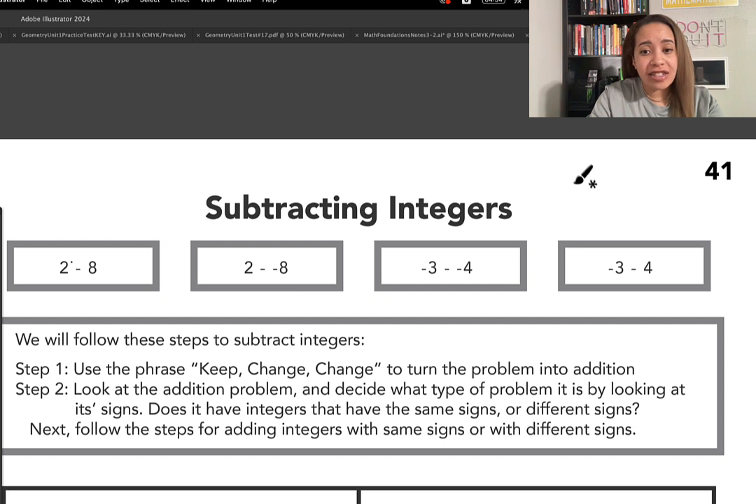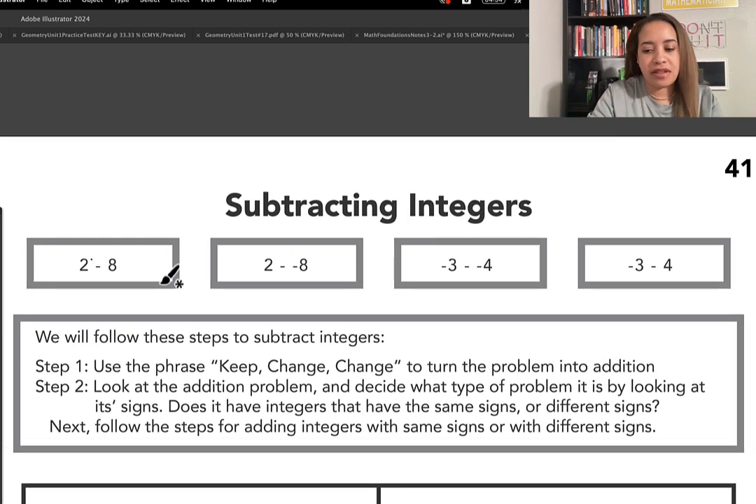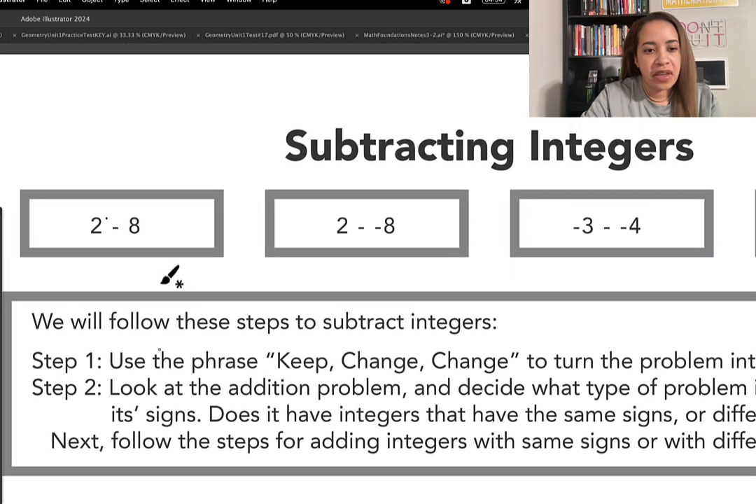Today we are working on subtracting integers. Previously you worked on adding integers, and today you will notice that subtracting integers is very similar to our steps from adding integers. We will just have one new step at the beginning of each problem, and it will turn our subtraction problems into addition problems. So we'll talk about that in just a moment. First, we'll take a closer look at some of these subtraction problems on our example page.